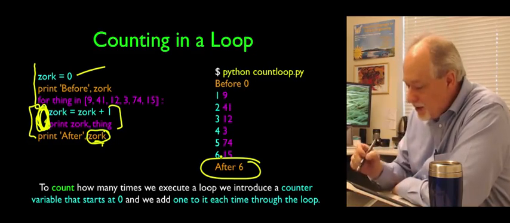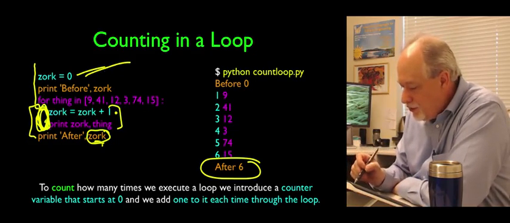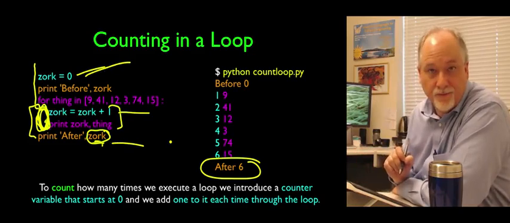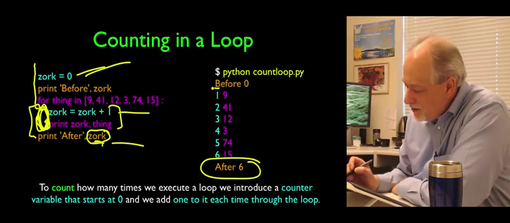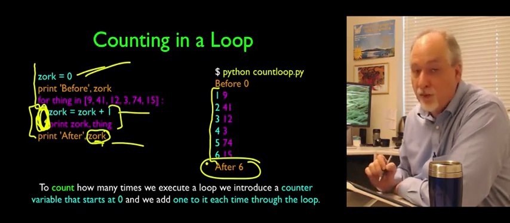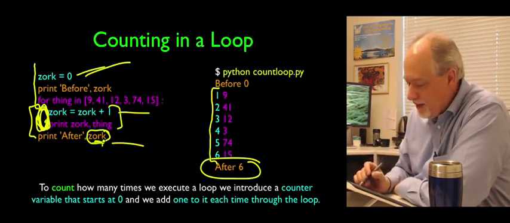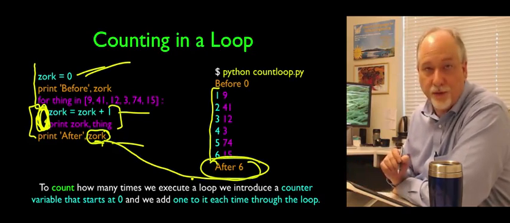Okay? So that's the idiom, right? Before, during, and after. We do something before, we do something during, and in a sense, this Zork here is the number we've seen so far. And at the end, it becomes the total number.